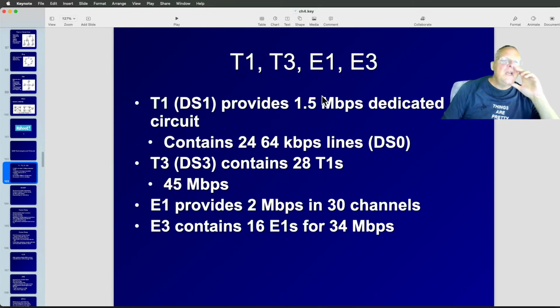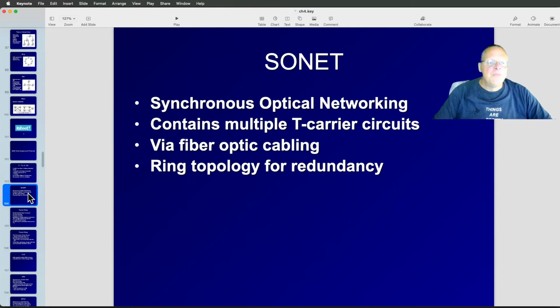So T1 and T3 lines are common in the United States, E1 and E3 in Europe, and this gives you 1.5 megabits per second for a T1 or 45 megs for a T3. Originally they were thick bundles of copper wire, but now they're mostly done with higher bandwidth cables. But anyway, this gives you a dedicated point-to-point connection from one point to another, like one branch office of your company to another. SONET is for really high-speed connection, going up to gigabits per second, and you can get different levels of SONET for different high speeds.